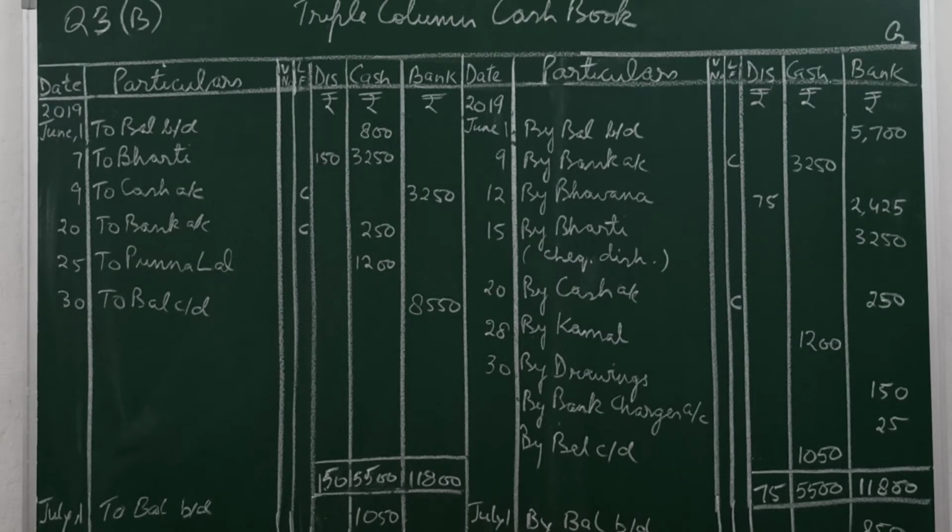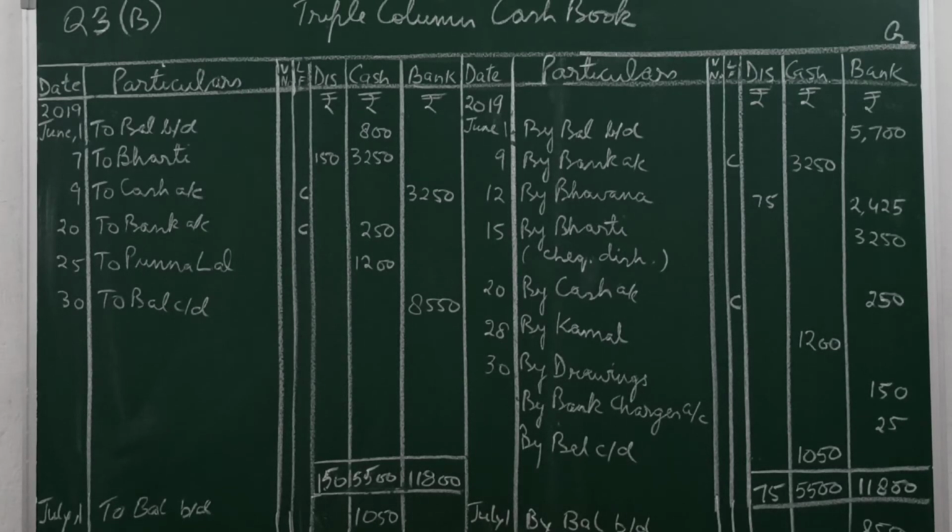15th, Bharti check returned dishonored. The check which you had received from Bharti on 7th and was deposited 9th is now dishonored on 15th. That means due to lack of funds or money in the account of Bharti, your account could not be increased or credited, not entered by the bank. So you have already debited in the bank column on 9th. To cancel this effect, you will write on the opposite side, credit side, by Bharti in the bank column, not in the cash column, in the bank column, because you have to cancel the effect of debit on 9th.